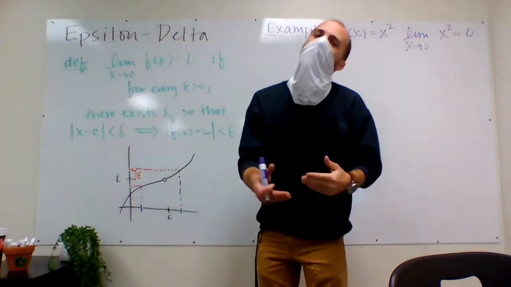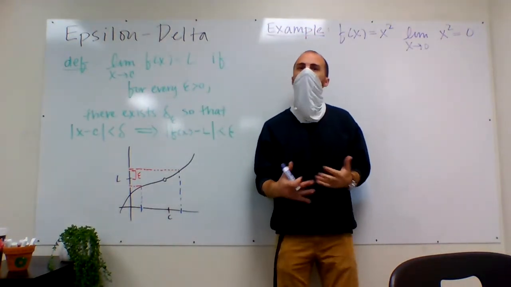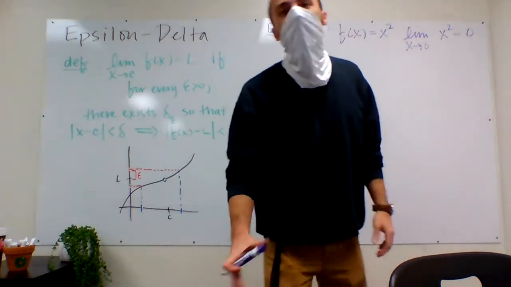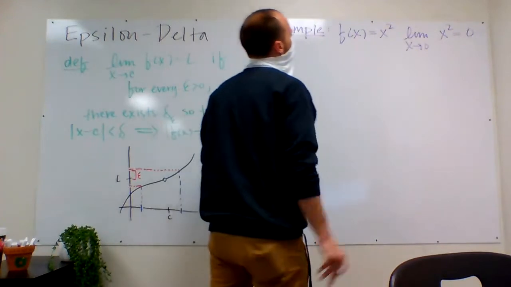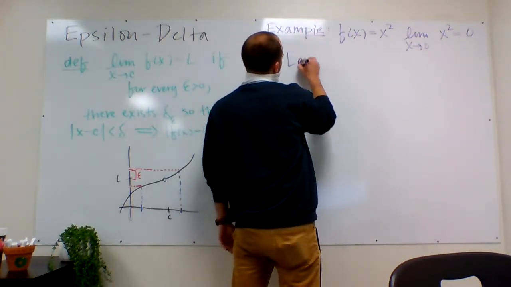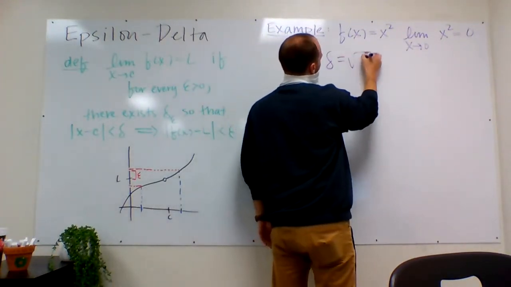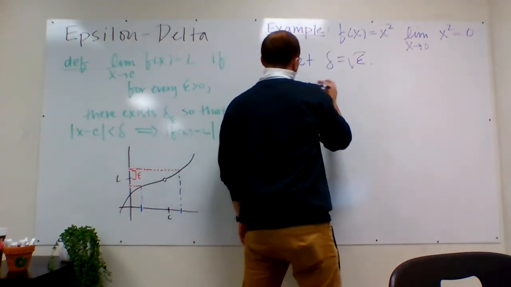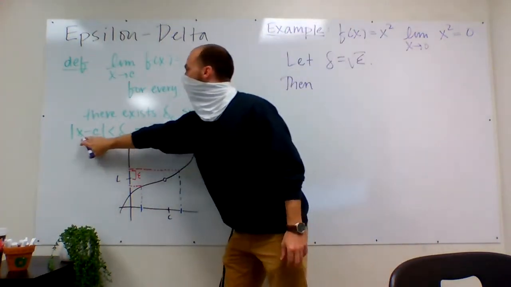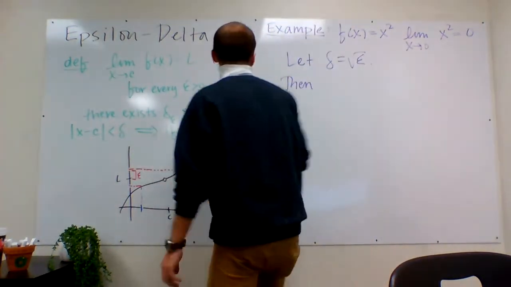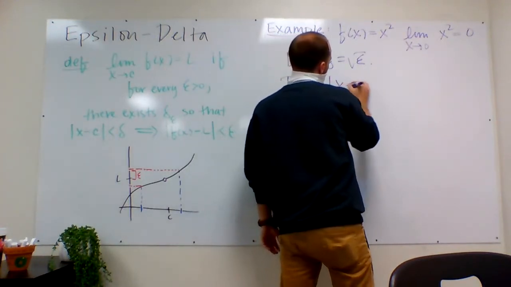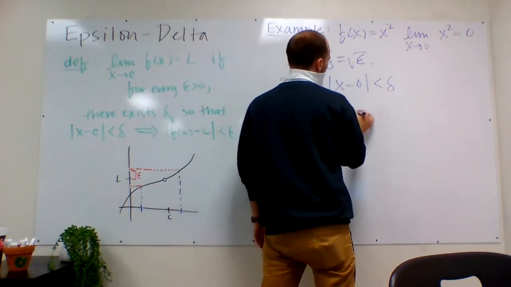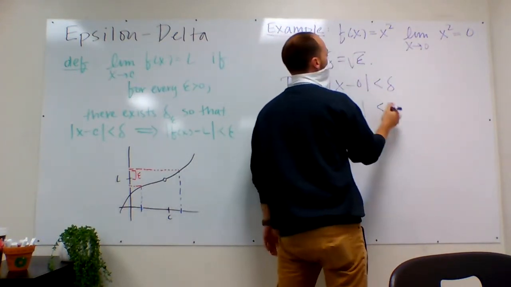Now, oftentimes this requires a little more tinkering and figuring out what an appropriate delta for your function is going to be, or for your given epsilon. But right now, I'm just going to tell you that the square root of epsilon is where we want to go. So I'm going to say let delta equal the square root of epsilon. Then what I want to show is if |x - 0| is less than delta, that's the same as saying the absolute value of x is less than the square root of epsilon.